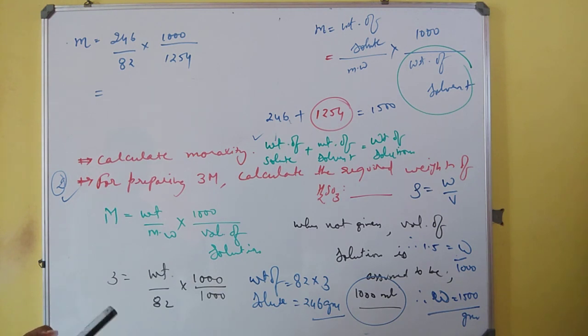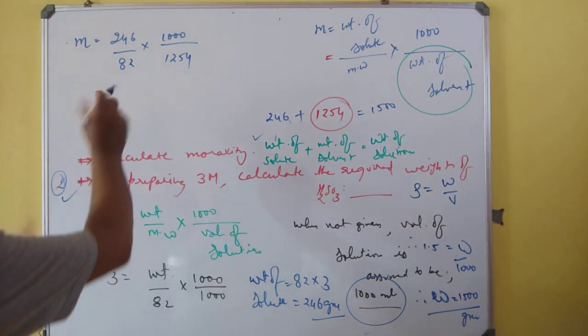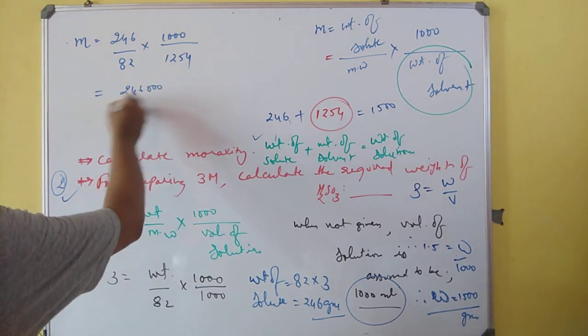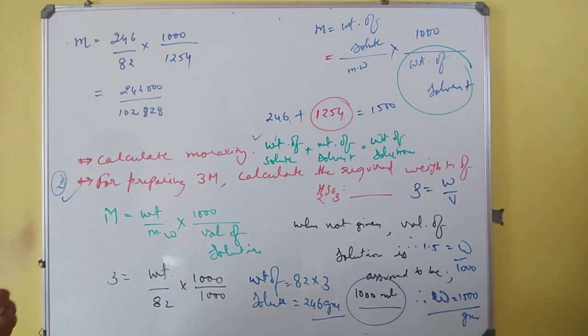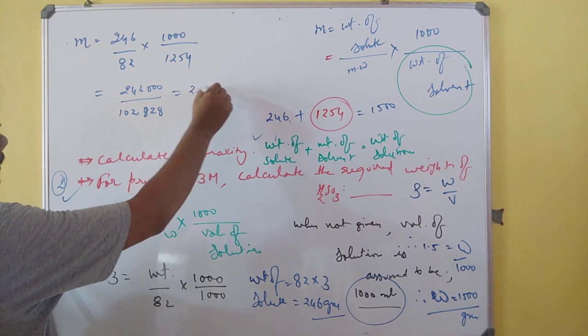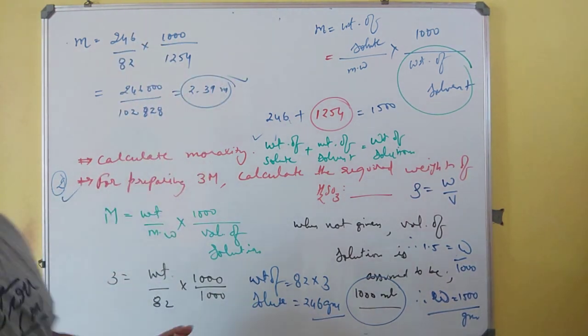So it would be 246 into 1000, which will be 2,46,000. On the other hand, 82 multiplied by 1254 will be 1,02,828. So now the equation becomes 246,000 divided by 102,828. And once I solve this equation, it would be very clear for me to write what I wish to. So I will end up with 2.39 molar. So this is the answer. This is how we work.